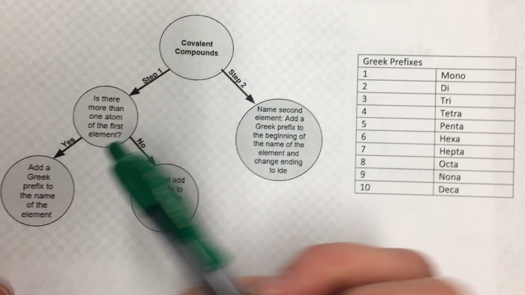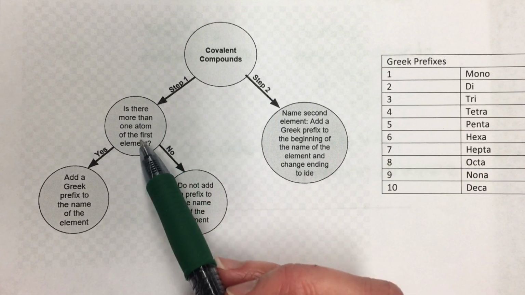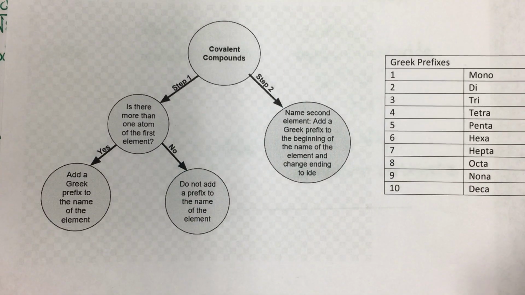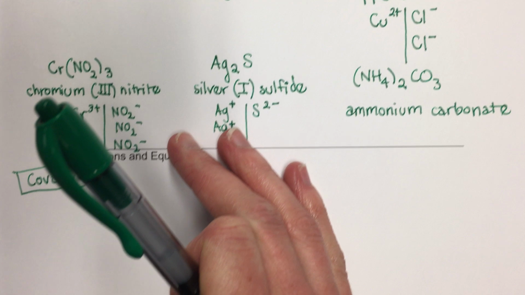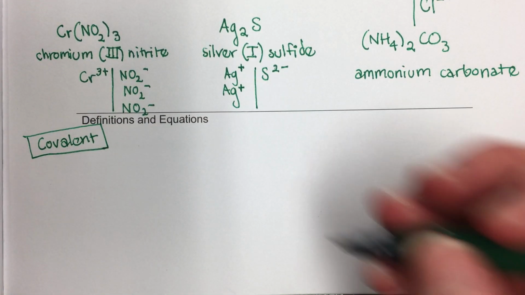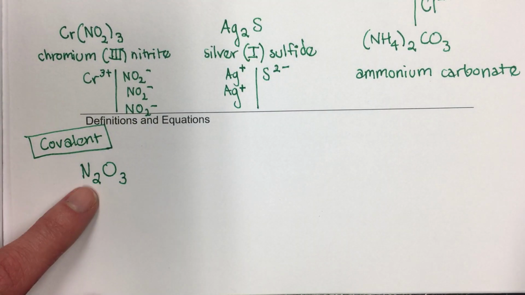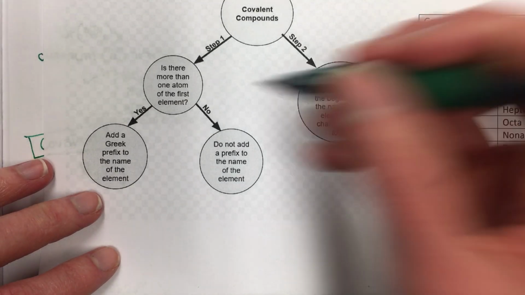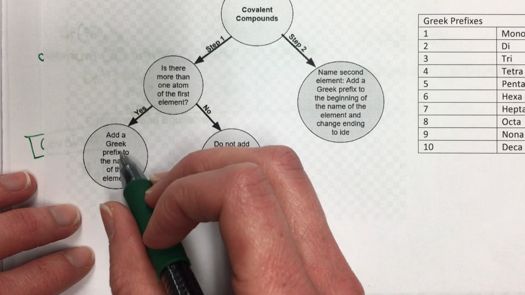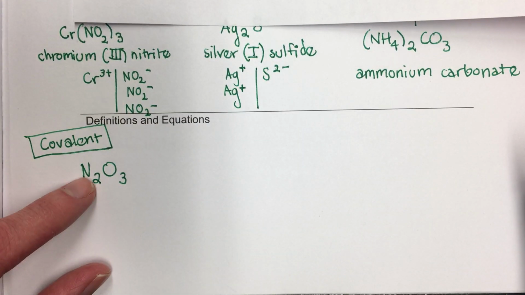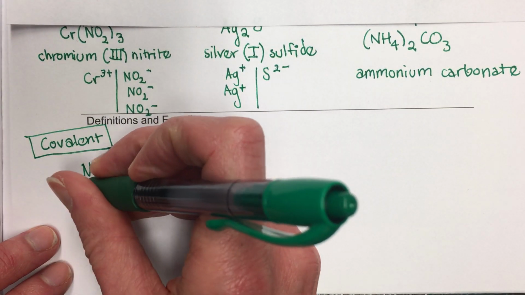So the first element, you need to see if there's more than 1 atom of the first element. So it'll be easiest to follow this chart if I give you an example. So before we get into the chart, let's do N2O3. So we look at the first element. The first element is N. And then the question is, is there more than 1 atom of the first element? If there is, then I use a Greek prefix. So see how there's 2 N's? That means I use a Greek prefix for the N. So it's going to be dinitrogen.